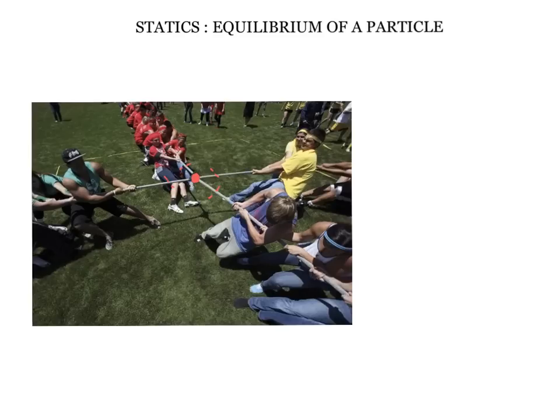pulling with. So if we would create a so-called free body diagram of this center point, we will have the center point, and we will replace all teams by the forces which they act on this center point. So we have a force caused by the red team, a force from the yellow team, a force from the blue team, and a force from the green team.